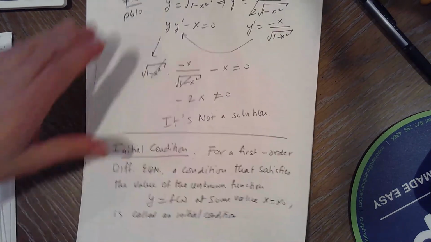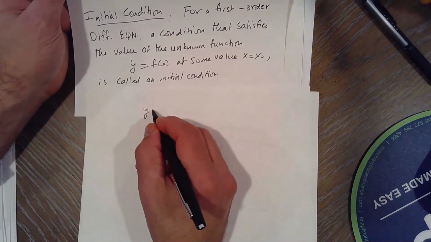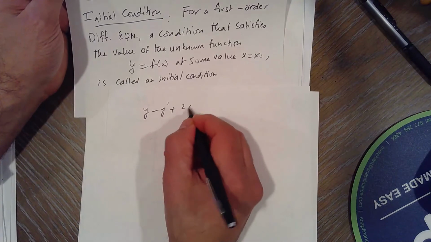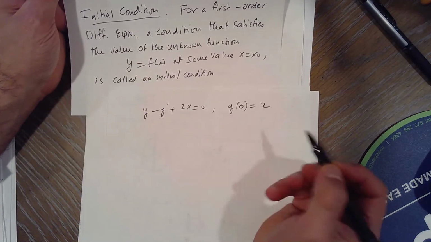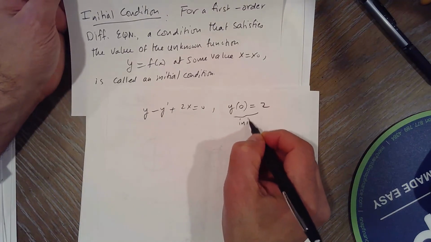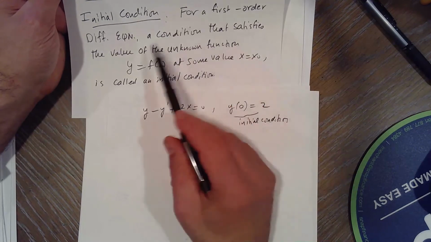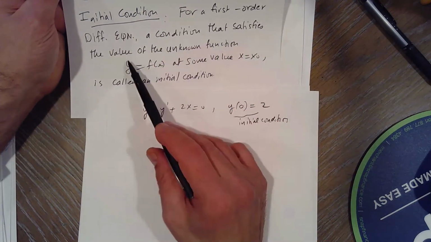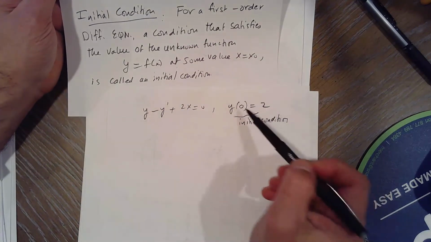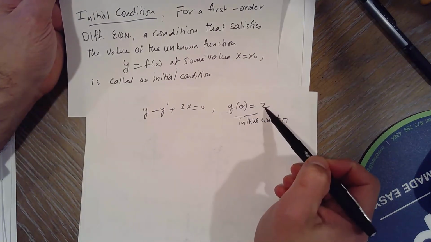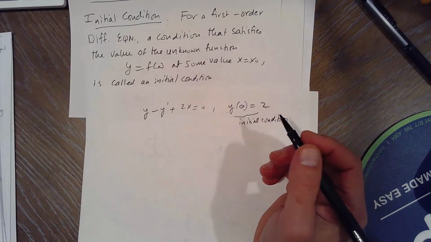So, for example, if you have y minus y prime plus 2x equals 0, and then y of 0 equals 2, for instance, this is called an initial condition. It's an initial condition that specifies the value of the unknown at some value of x. So at x equals 0, y of 0 equals 2. Okay, that's called an initial condition.